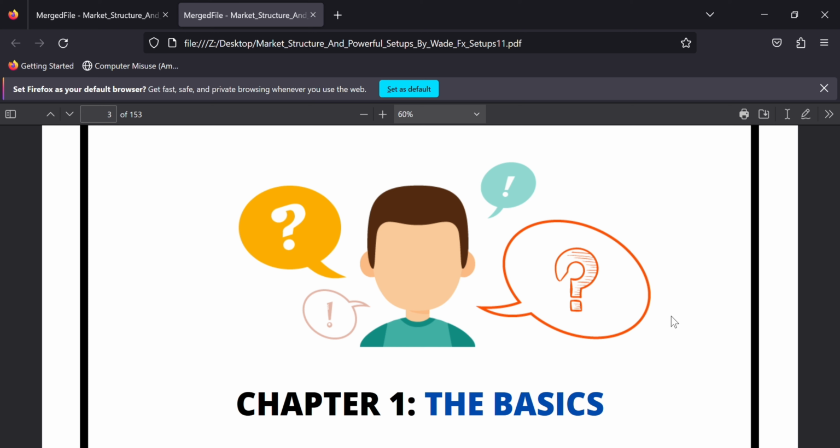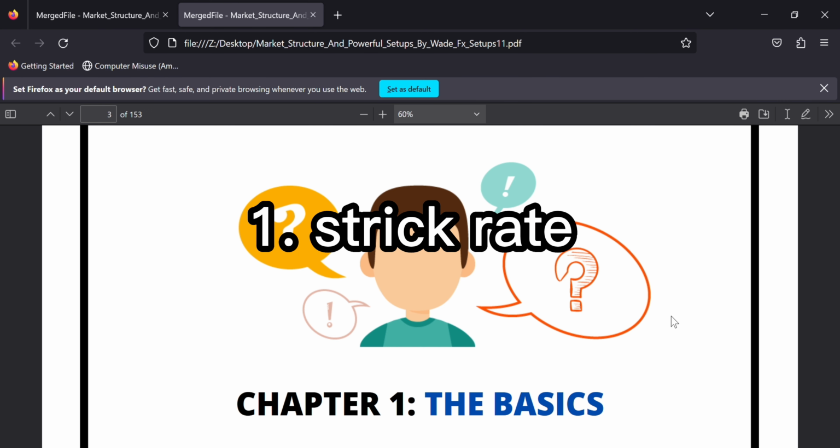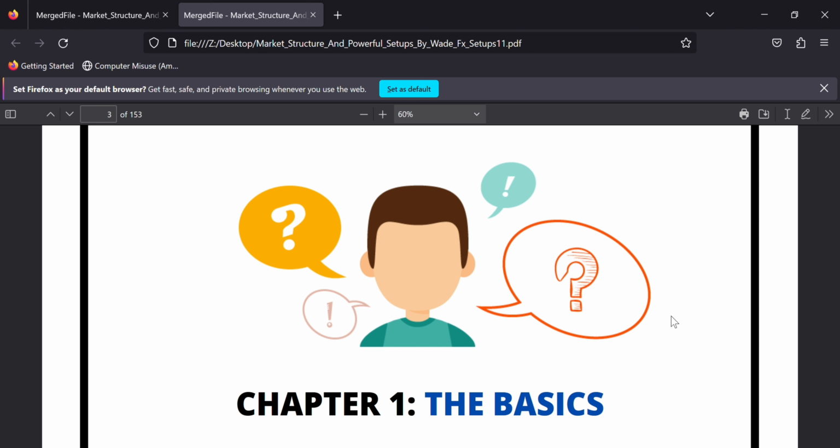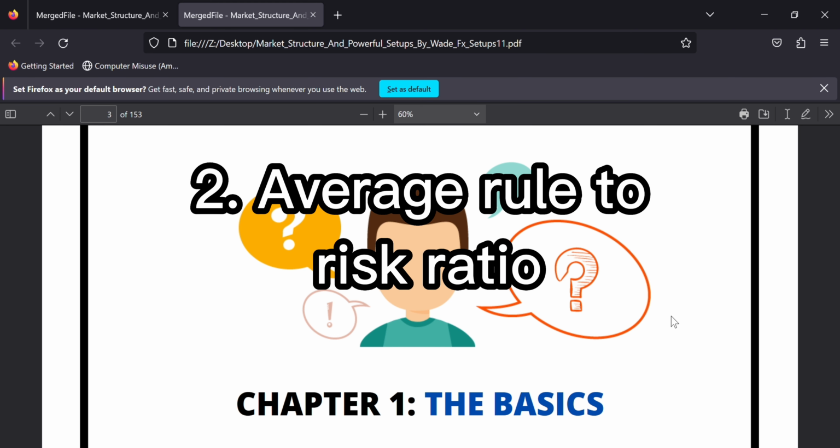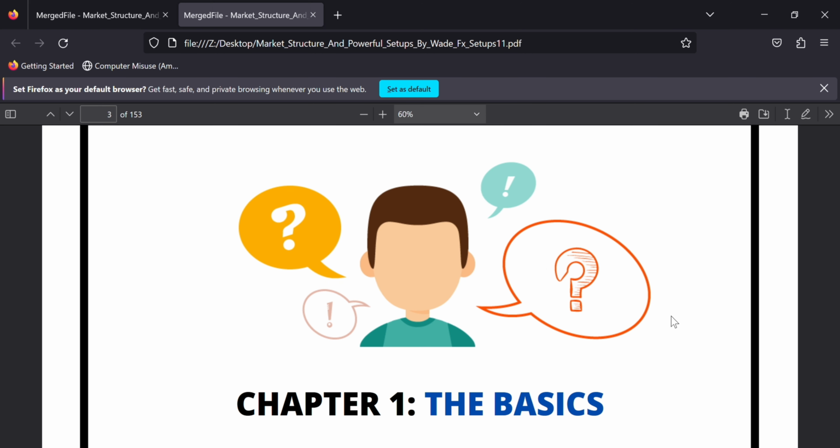you're going to definitely boost your strike rate, because if you are mapping your market structure in the right way and consistently, you're going to find yourself on the right side of the market most times. You are going to skyrocket your average risk to reward ratio because you're going to know where to target. Secondly, you're going to hold trades more confidently to your targets as well.